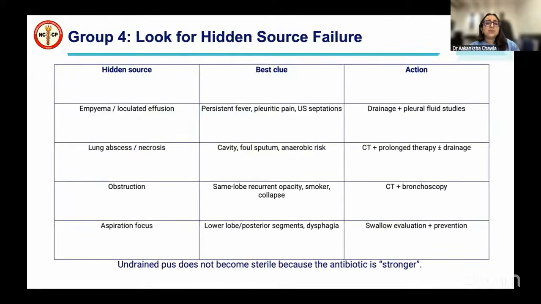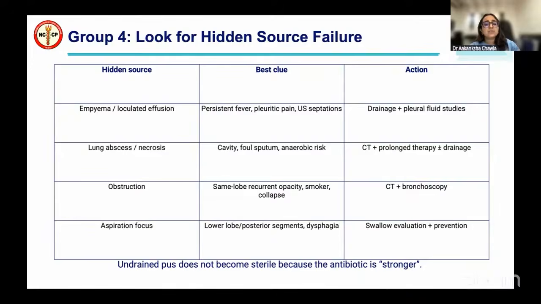Then group four is look for hidden source failure. There could be an empyema or loculated effusion, so you might have to drain it and do pleural fluid studies for your patient. There could be a lung abscess or necrosis, which would require maybe a repeat CT scan, and the patient may require prolonged therapy and even drainage. For cases with obstruction, you might have to do a bronchoscopy.